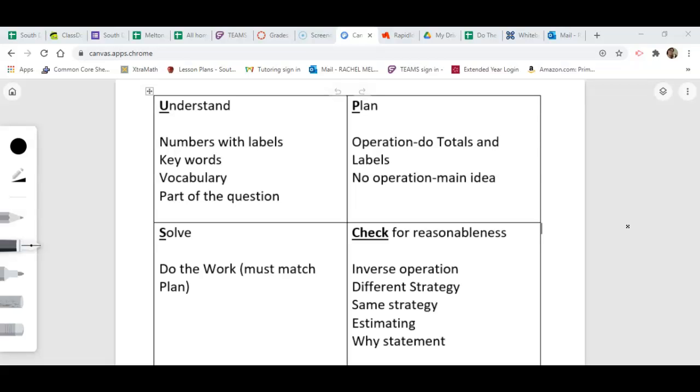And so, like I said, the understand part is sometimes a little difficult. We have to model that a lot because they want to just rewrite the whole question, but we're not rewriting. We're just picking out those key things that we need.